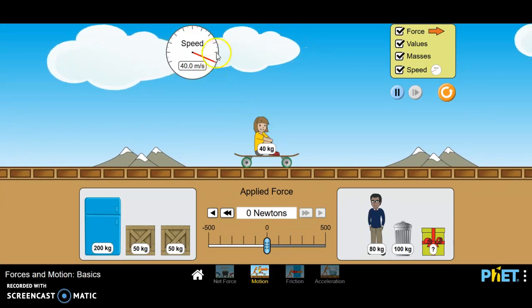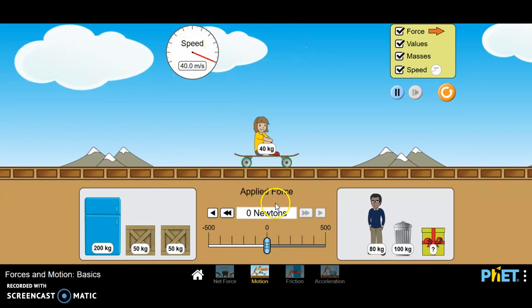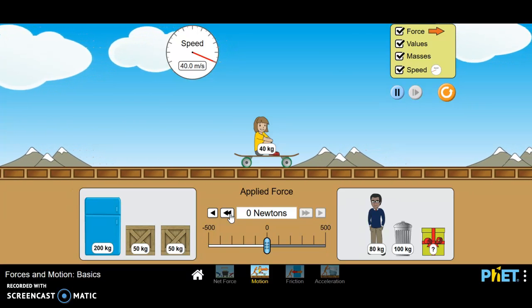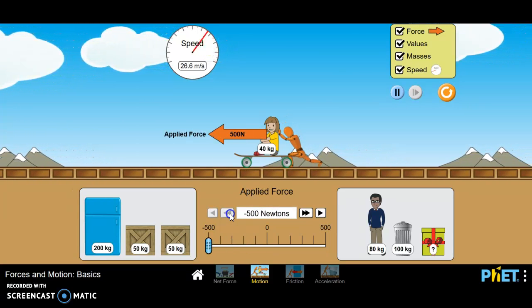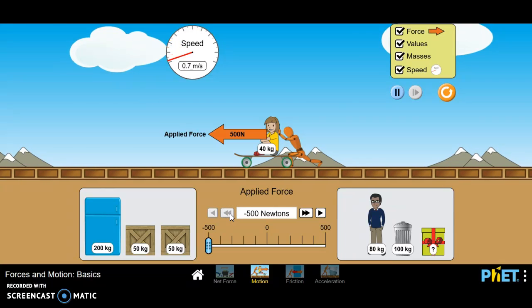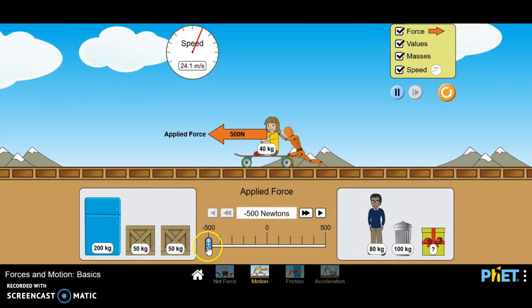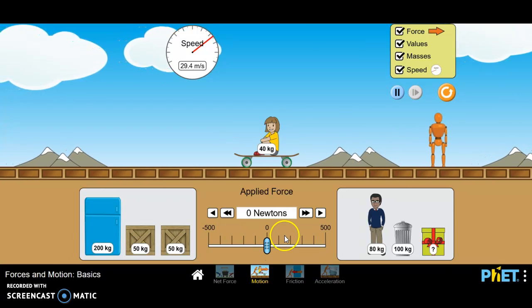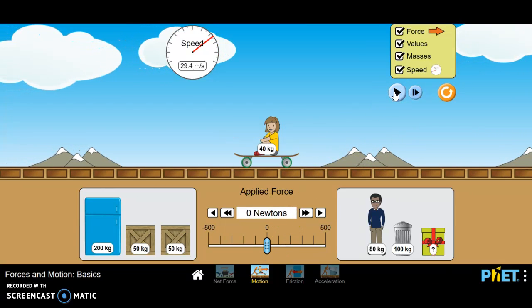Stop. How long was that? Let's see how long it takes for us to slow down to a speed of 0. And stop. Those both were pretty quick. Just a couple seconds in either direction.